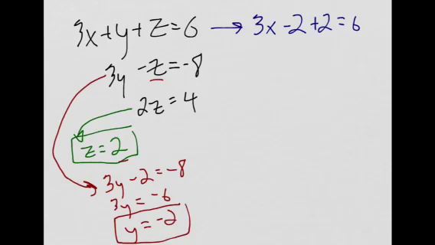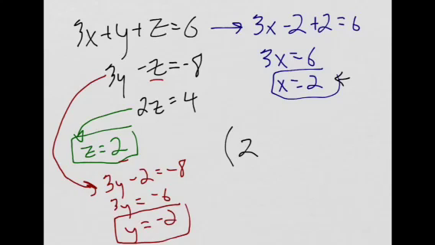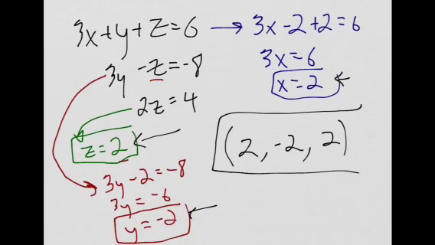So from here, it's nice. The plus 2 and the minus 2 cancel. That gives me 3x equals 6. And then divide by 3, I get x equals 2. Box that. So my final answer, and I'm going to write it in coordinate form, x comma y comma z. So it's 2, comma y is negative 2, comma z is 2. So that's my answer for that one.